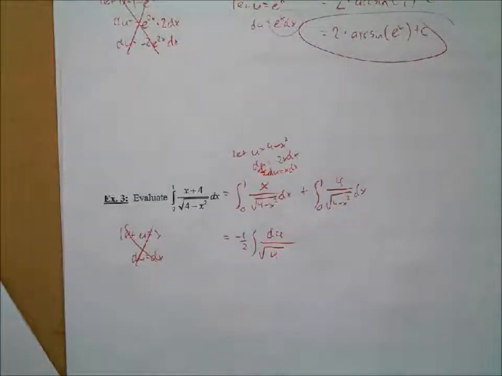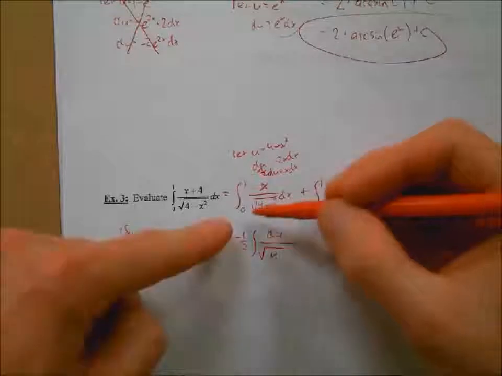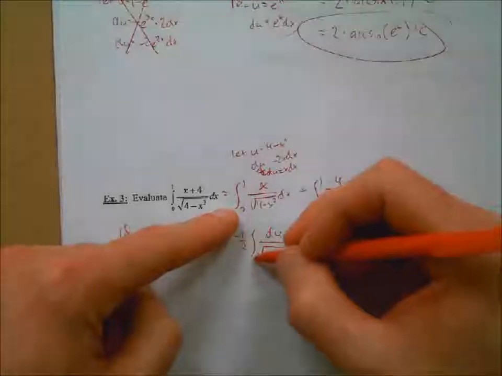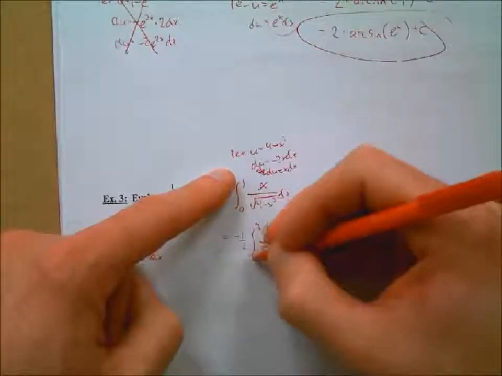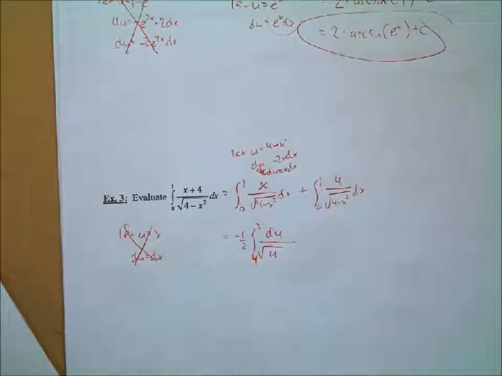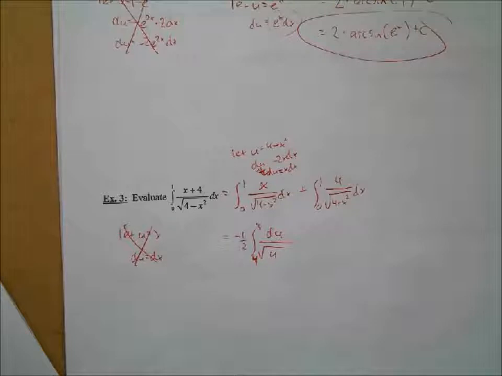I'm going to go ahead and also change my limits of integration here too. So plug the 0 in, it'll be 4. Plug the 1 in, it'll be 3. So far so good on that. Any questions on any of that? Just where we did from there to there, because again, this is pretty complex.